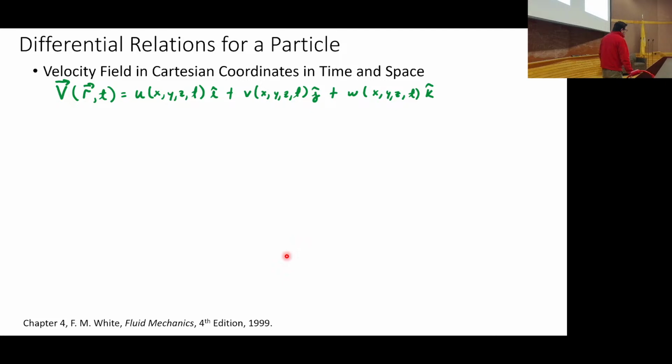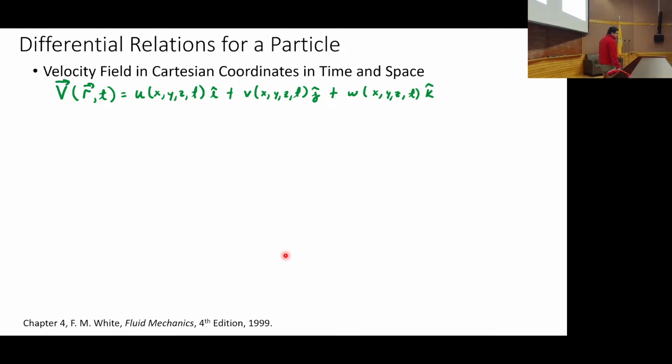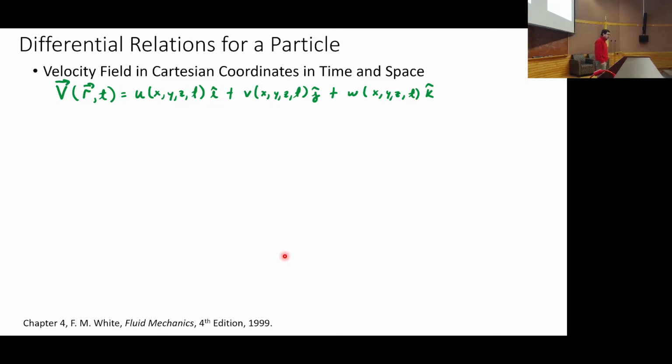Okay? So we have an equilibrium. If we have a velocity field in 3D space, in Cartesian coordinates, as a function of time, this is one way to write that.